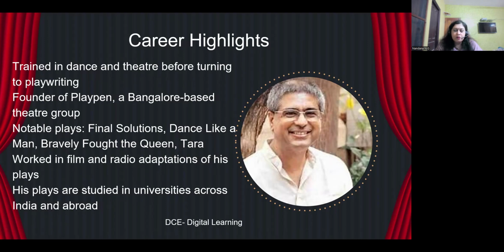He is also the founder of Playpen, a Bangalore-based theatre group. Most of his notable plays are Final Solutions, Dance Like a Man, Bravely Fought the Queen, Tara, etc. He has also worked in film and radio adaptations of his plays. His plays are studied in universities across India and abroad. This last point shows the relevance of his place in modern society.